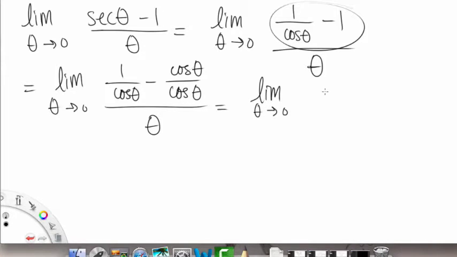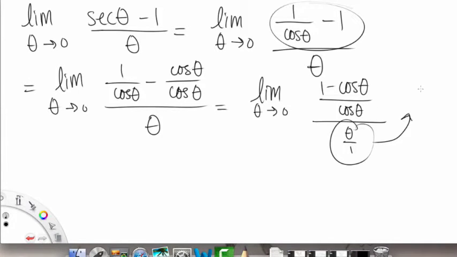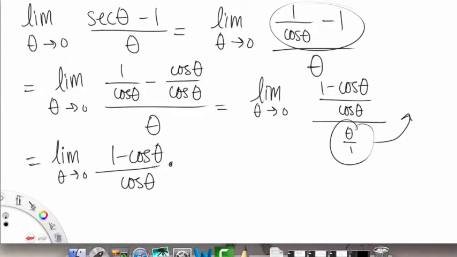So the limit as theta approaches 0 of 1 minus cosine theta over a cosine theta, that's a common one, and then all of this is over theta over 1. So what we can do now is just flip this reciprocal to the top and multiply. So we get that equals, limit, okay, as theta approaches 0 of 1 minus cosine theta over a cosine theta, and if we're flipping the reciprocal to the top, that'd be 1 over theta, right?